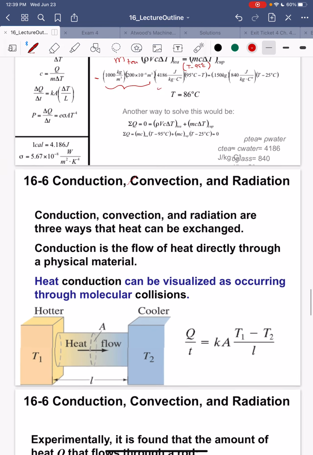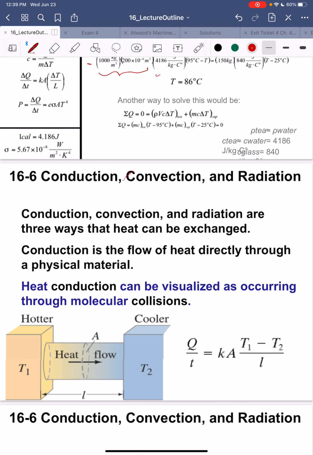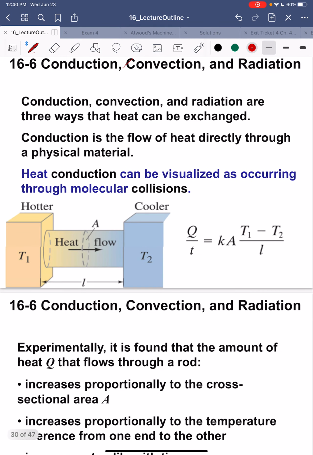Now, how can heat be transferred from one place to another? There are ideally three main methods of heat transfer: conduction, convection, and radiation. It depends on the medium, and conduction is the flow of heat directly through a physical material, which mainly we will talk about solids. Heat conduction can be visualized as occurring through molecular collisions. Then they're going to give the energy to each other after the collision.